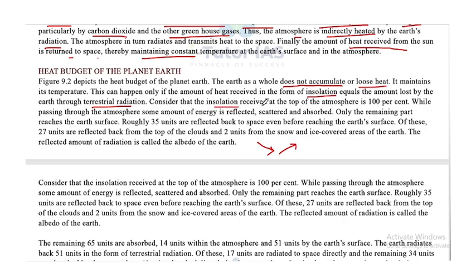Consider that the insolation received at the top of the atmosphere is 100%. While passing through the atmosphere, some amount of energy is reflected, scattered and absorbed. Only the remaining part reaches the Earth's surface. Roughly 35 units are reflected back to space even before reaching the Earth's surface. Of these, 27 units are reflected back from the top of the clouds and 2 units from the snow and ice covered areas of the Earth. The reflected amount of radiation is called the albedo of the Earth.